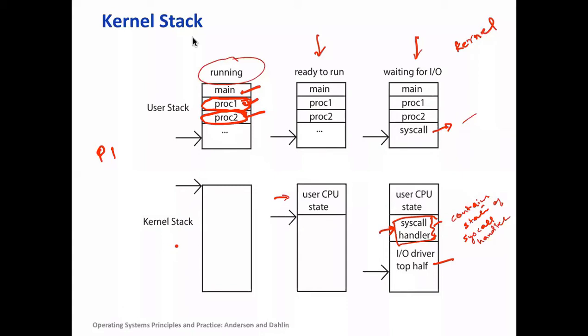Now we have used top half. When we study IO and device drivers, we'll see that a device driver has two halves, which are device dependent and device independent. So this is the top half, which is device independent. It's part of the kernel. Any question?